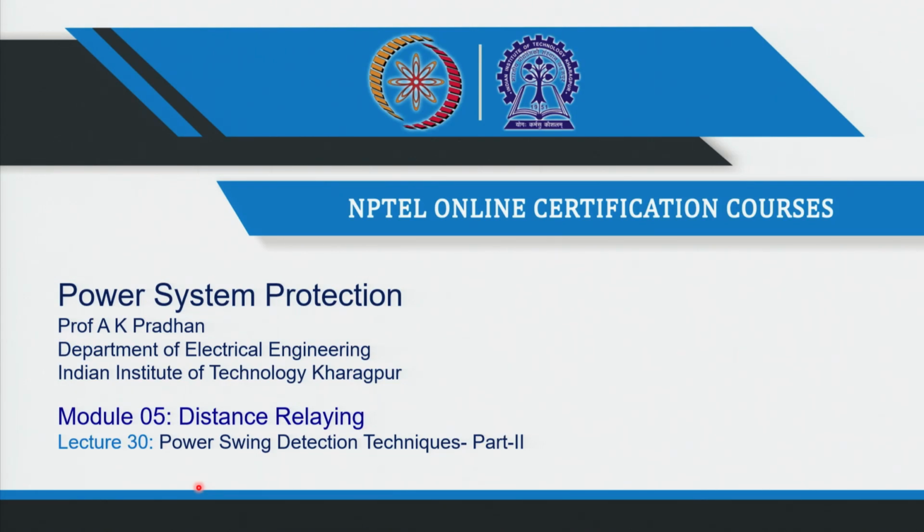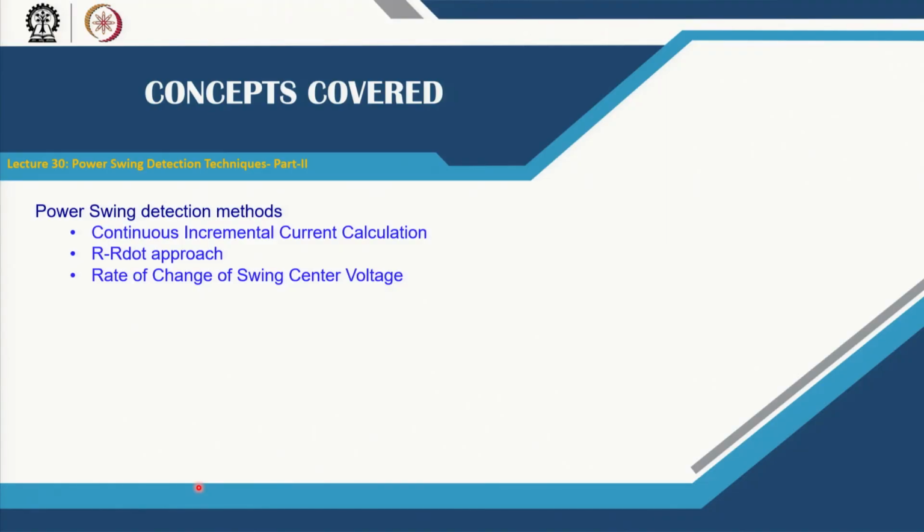We are discussing distance relays. In this lecture, we will talk about power swing detection techniques. Continuing with that, we will be addressing the other power swing detection methods: continuous incremental current calculation, the R-Rdot approach, and the rate of change of swing center voltage technique.